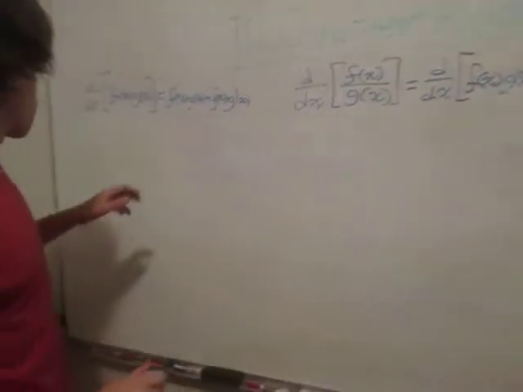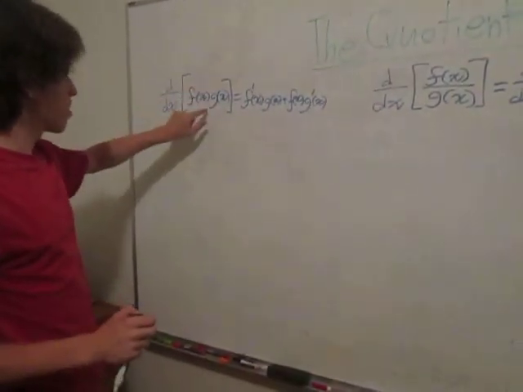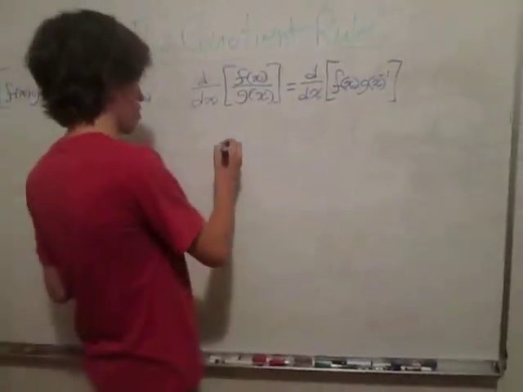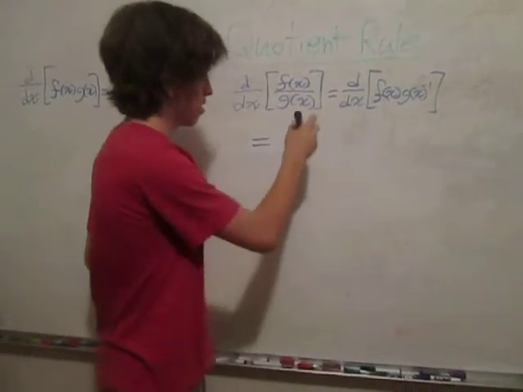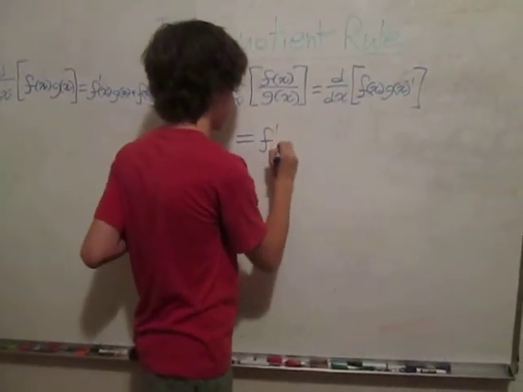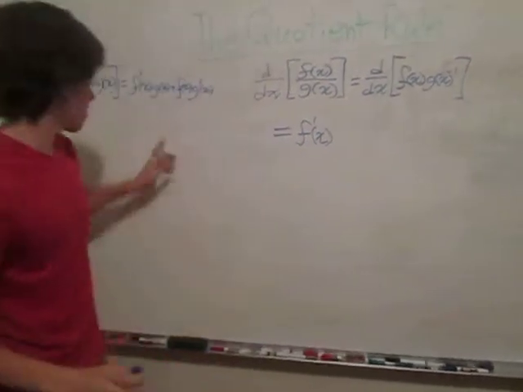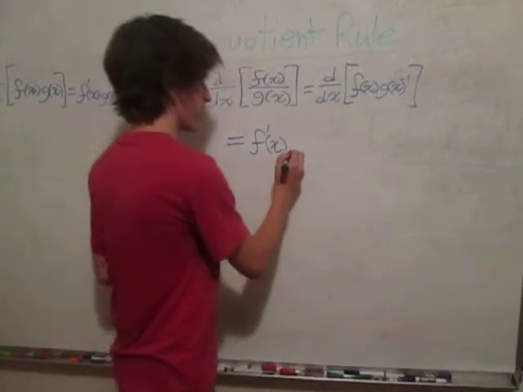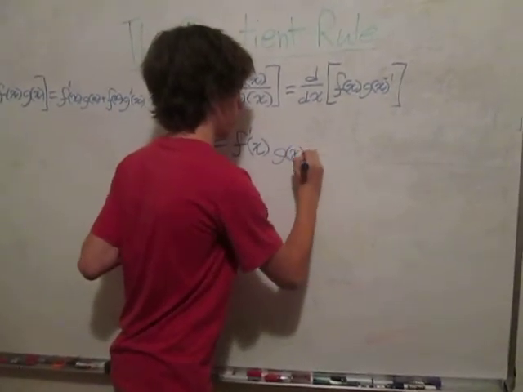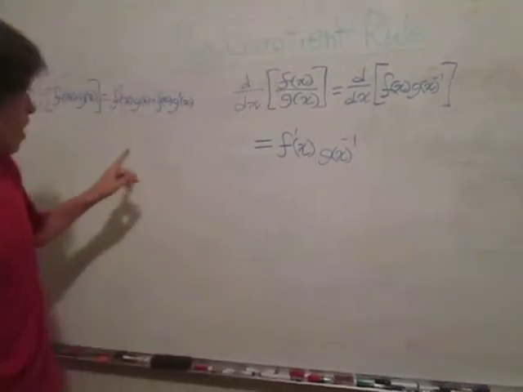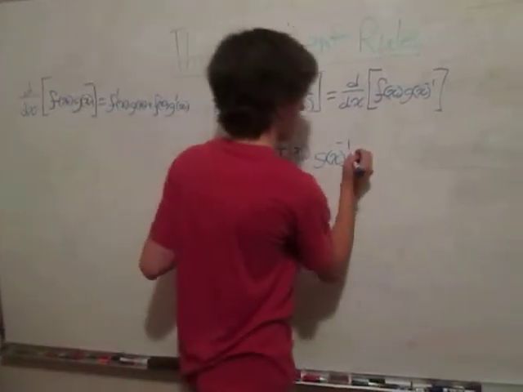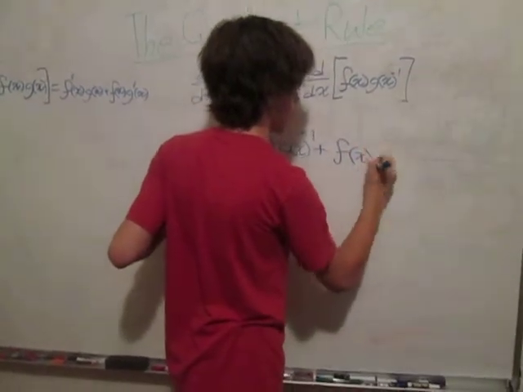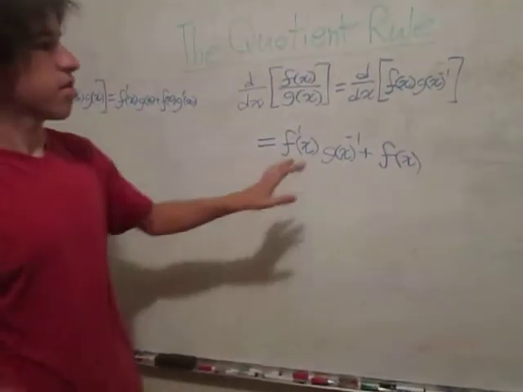Alright, so we learned from this that first we need to take the derivative of the first function. Fair enough. So we can start evaluating this. So f prime of x, and then we multiply that times what we have in the second term, just normally, right? So that's g of x to the negative first. Now, we add the normal first function, f of x, times the derivative of the second term.